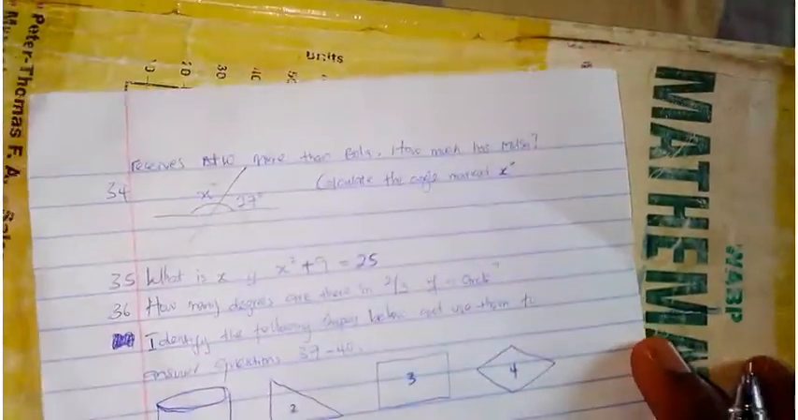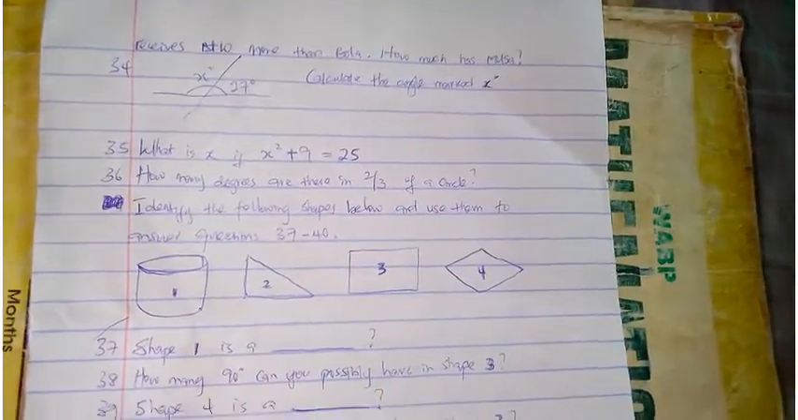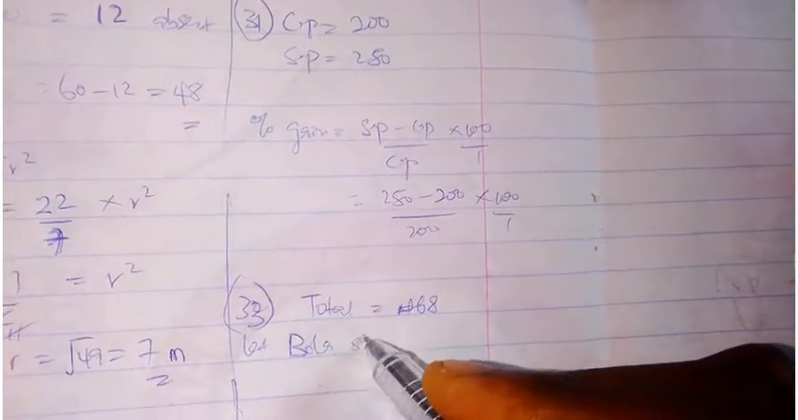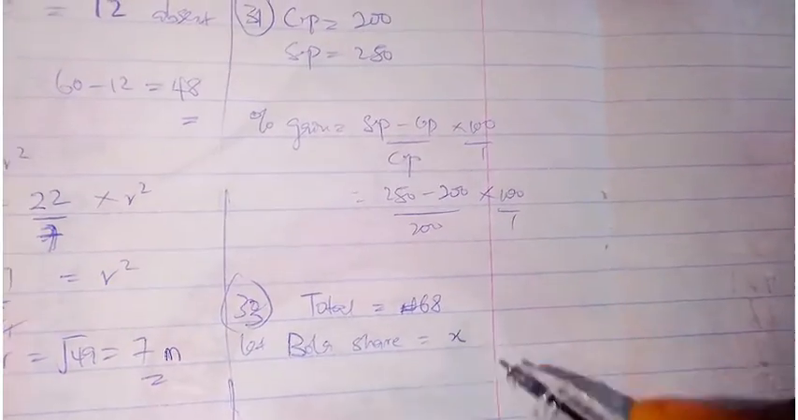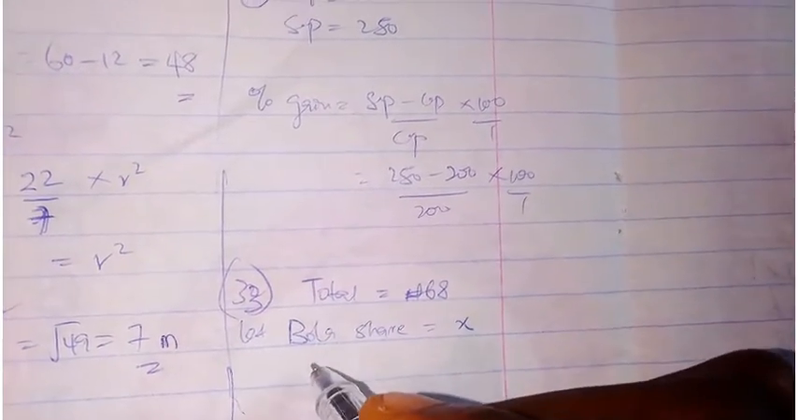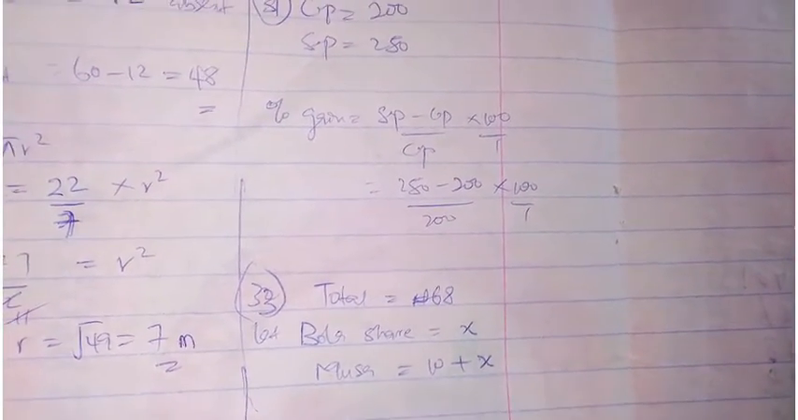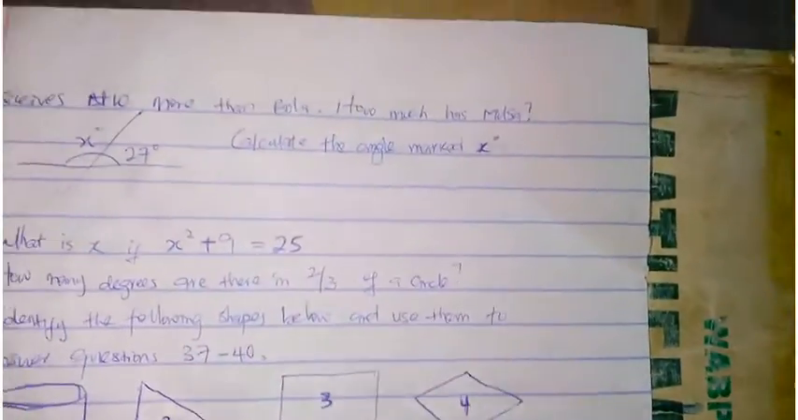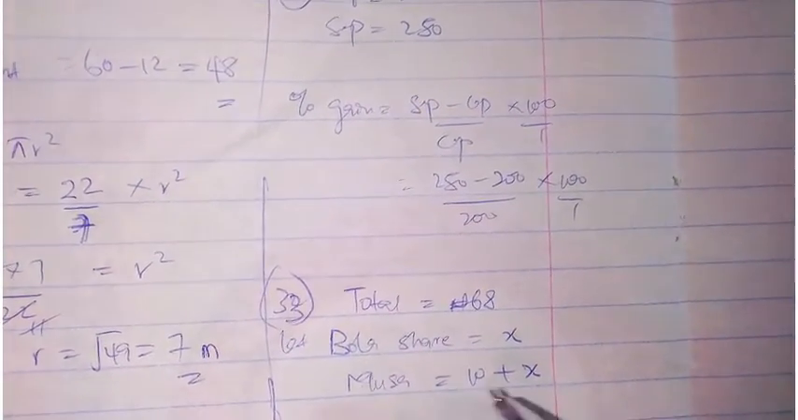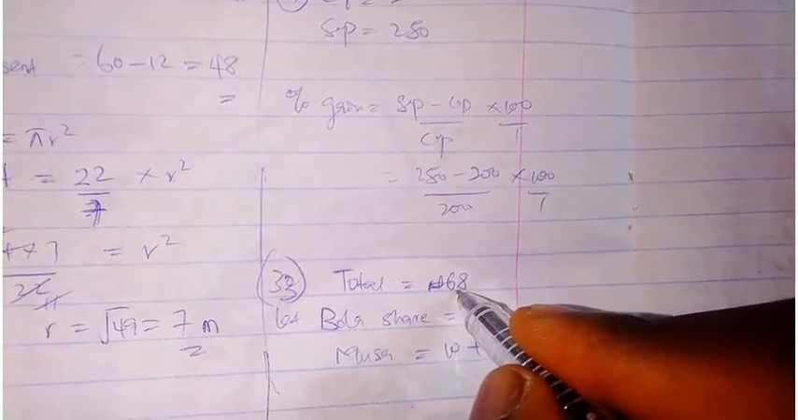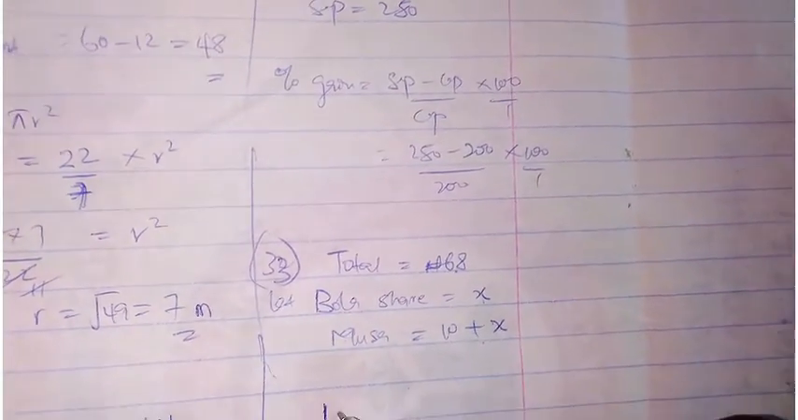Musa receives 10 naira more than Bola. Okay, they say Musa receives 10 naira more than Bola. So let Bola's share be equal to X. If Musa receives 10 naira more than Bola, Musa is equal to 10 naira plus X. As simple as that. Now the question: how much is Musa's share? In this 68 naira, since this is the total money they are sharing, this is Bola's share, this is Musa's share. Let me add them together.